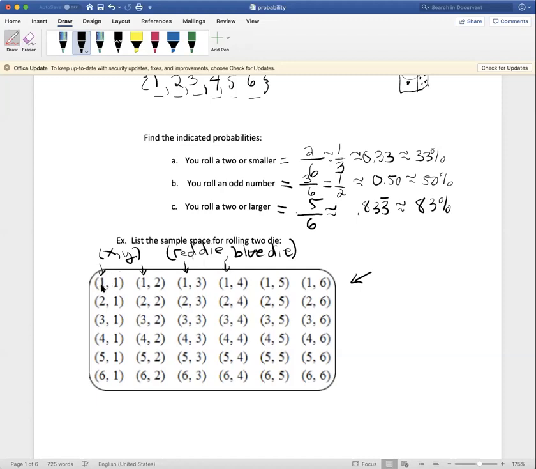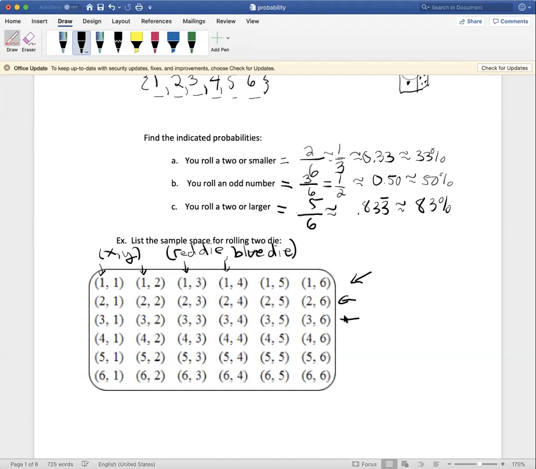So we could roll a 1 in the first and a 1 in the second. We can roll a 1 in the first and a 2 in the second. We can roll a 1 in the first and a 3 in the second, a 1 in the first and a 4 in the second, a 1 in the red and a 5 in the blue, a 1 in the red and a 6 in the blue, and so on and so forth.